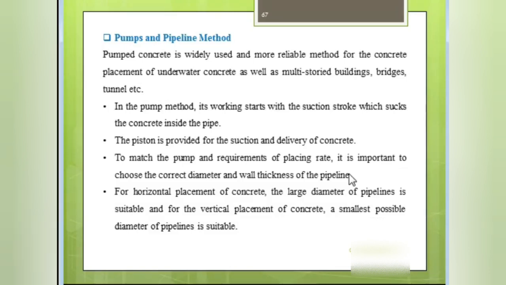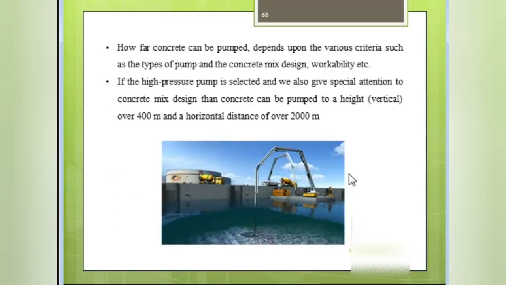Then the pumps and pipeline method. This we have observed in this figure. With the help of pumping, your pumpable concrete is reached to our particular site. Placing of concrete through pumping.